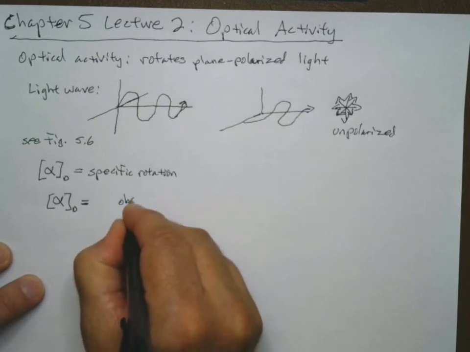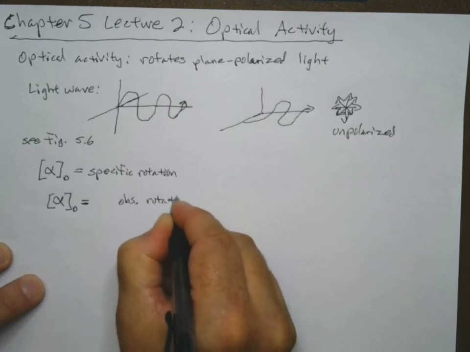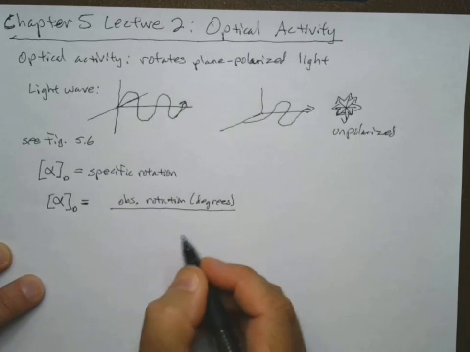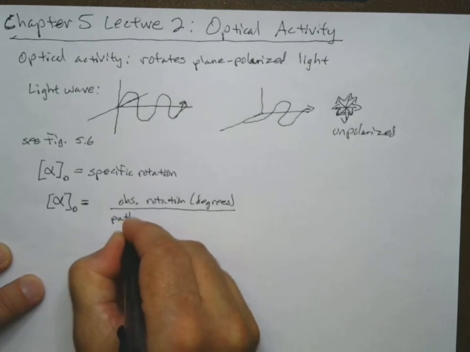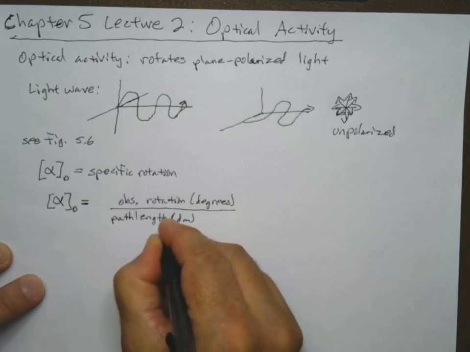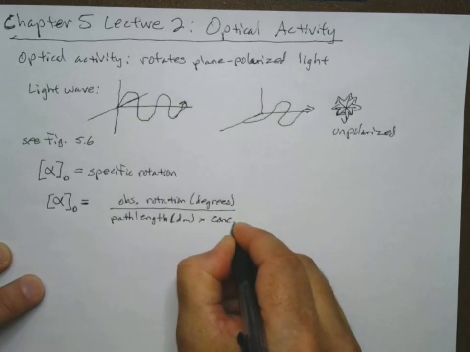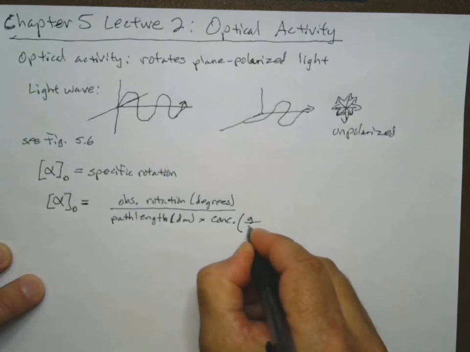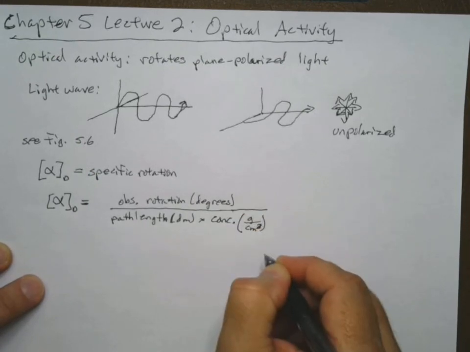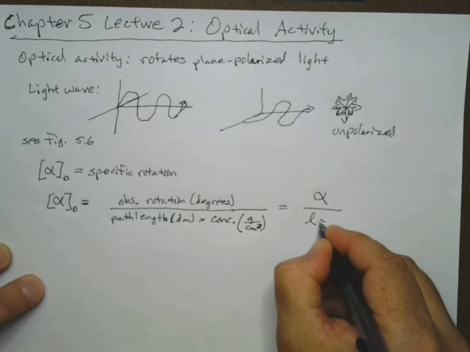So we have our observed rotation, and that's in degrees, and we're going to divide that by the path length, and that's in decimeters. I know, an odd unit. 1 decimeter is 10 centimeters, times the concentration. And the concentration is grams per cubic centimeter, or grams per milliliter. So that is alpha over L times C.